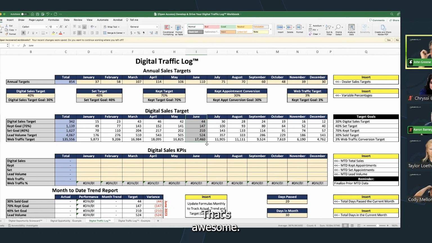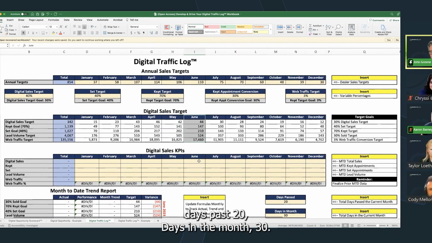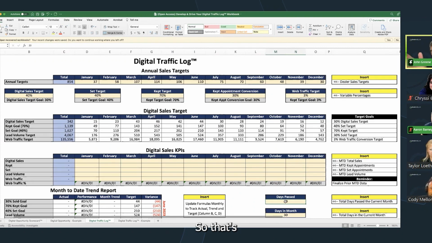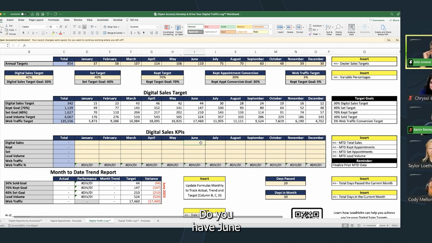Okay. Awesome. All right, Cody, and you can see down on the right, we have days past 20, days in the month 30. So that's going to keep our trending reports in order, accurate. Do you have June to date through yesterday, Cody? Yes. What do you got?